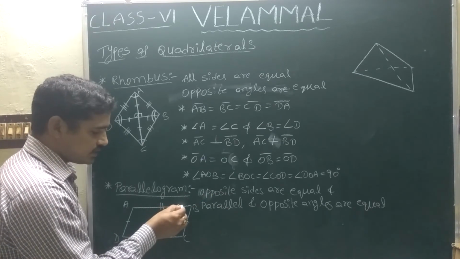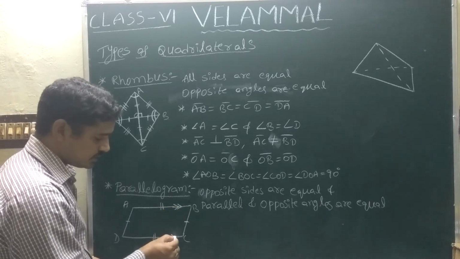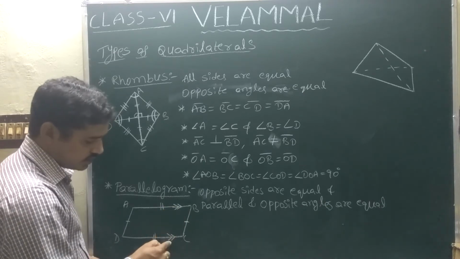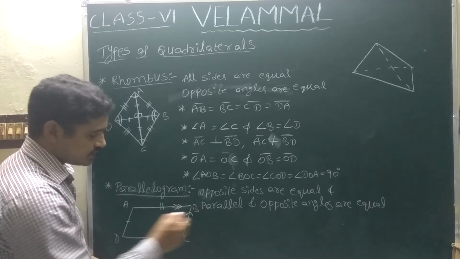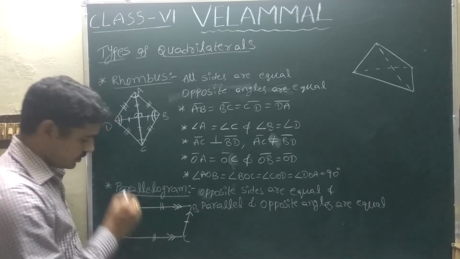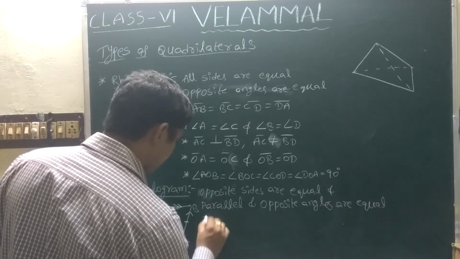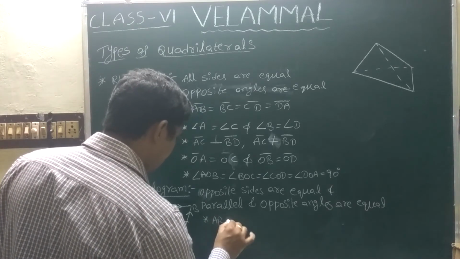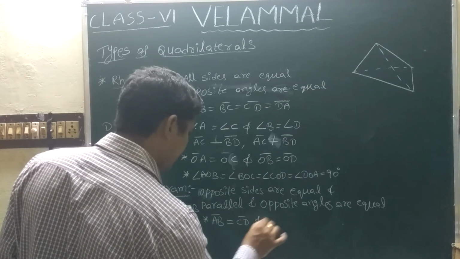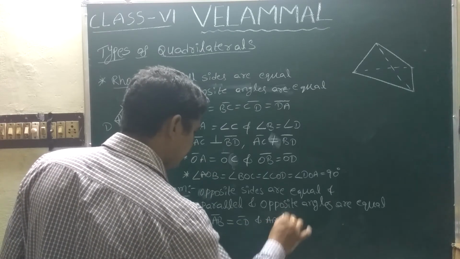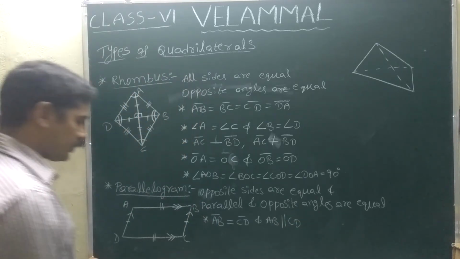So parallel in the sense this is the symbol we will represent for parallel lines. See here two are there, so these two are parallel, and here one we are representing, so these two are parallel. So by that we can say AB is equal to CD and AB is parallel to CD. Important one we need to remember.